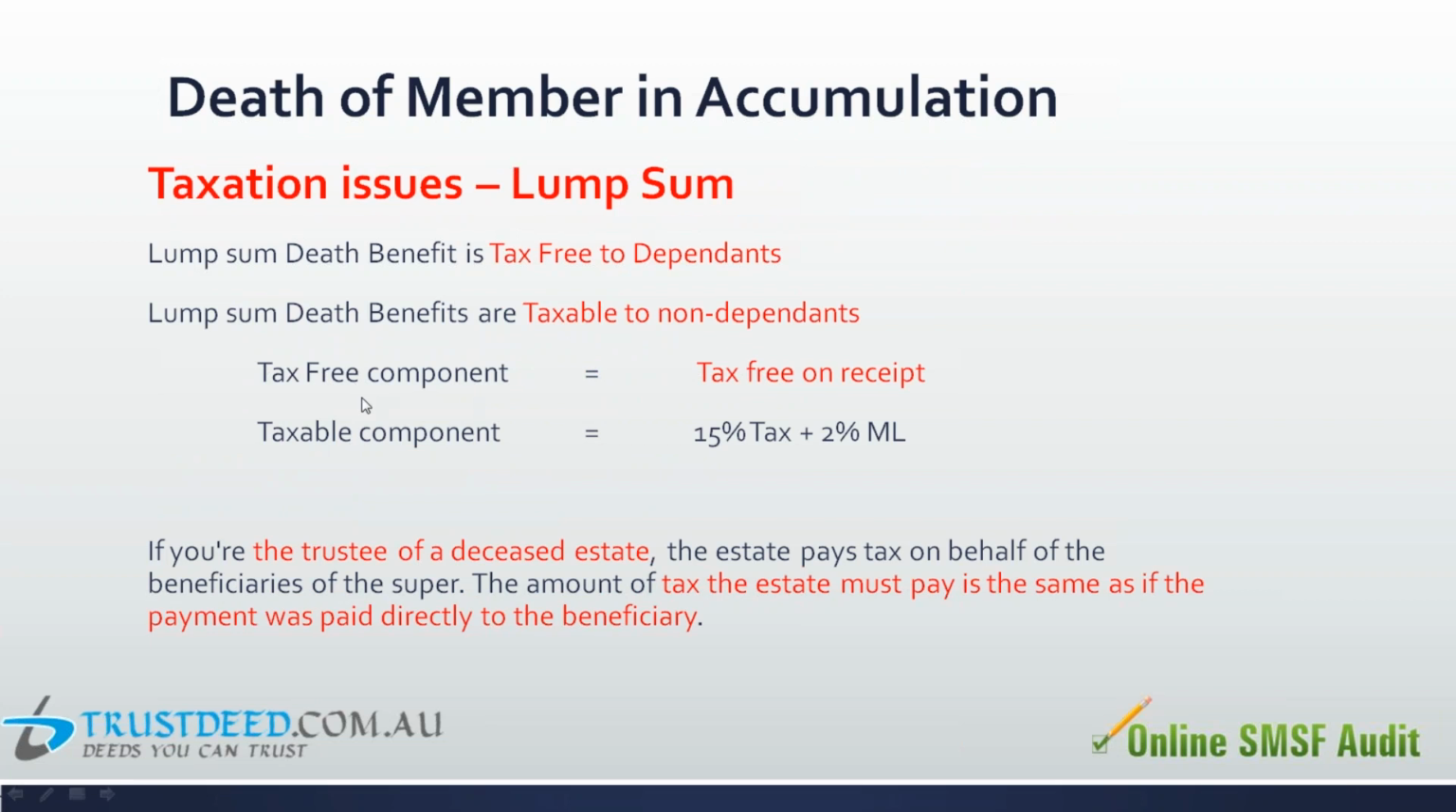So whatever component we have, if we pay to a dependent, it is tax free. But if we pay a lump sum, then any tax-free component is tax free to a non-dependent. So if you have a tax-free component, if it goes to a 40-year-old doctor, he's a non-dependent, it'll be tax-free. But if it is a taxable component, so the $1 million fund will pay $170,000 in tax.